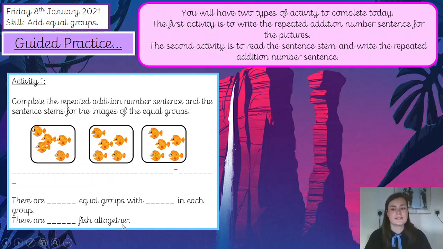So this is the second part of the activity. There are blank equal groups with blank in each group. There are blank fish altogether. So you can just have a go at writing out that sentence with the blank spaces filled for me, and then we will have a look afterwards. Right, pause the video, off you go.